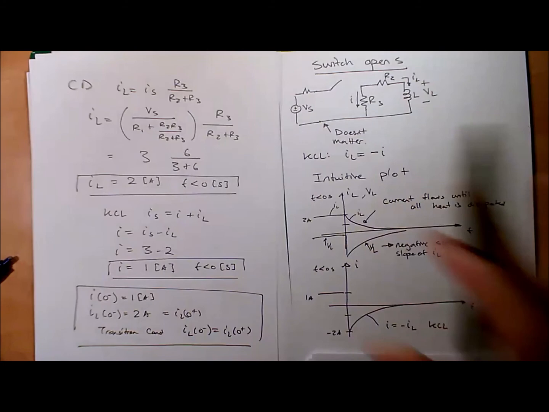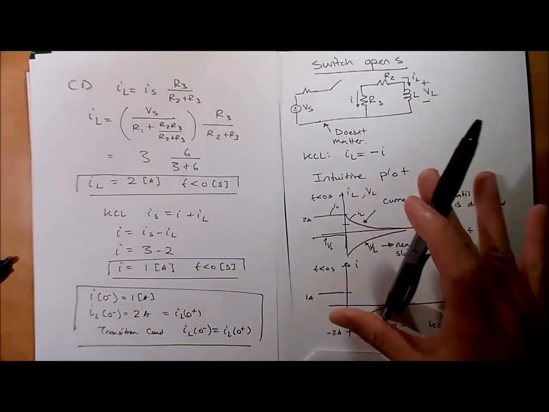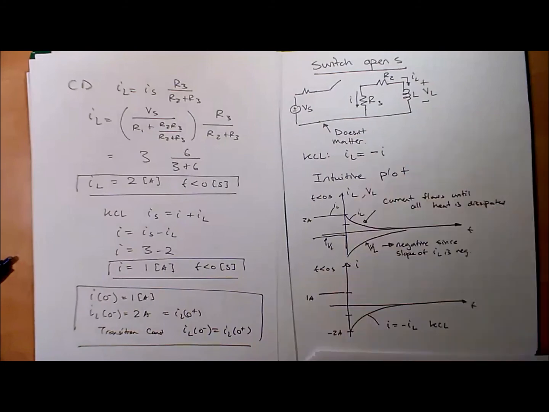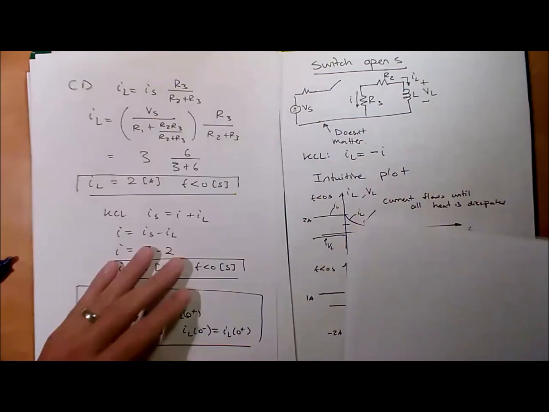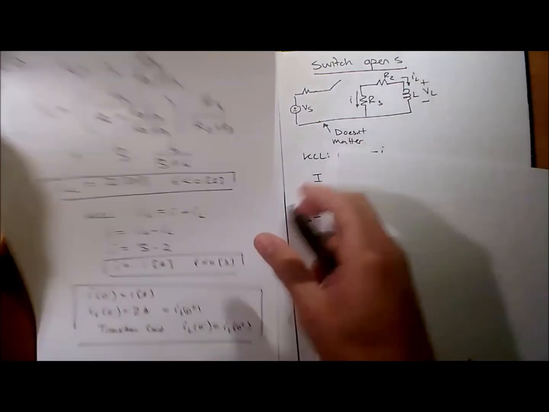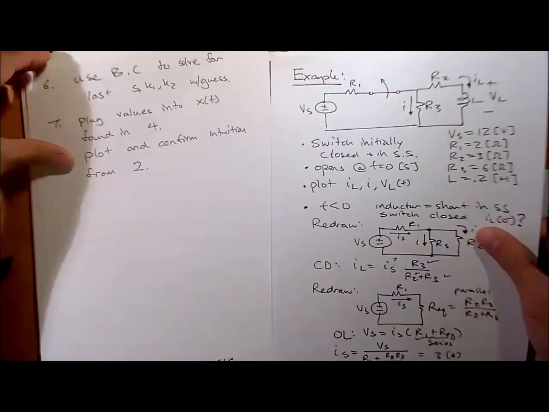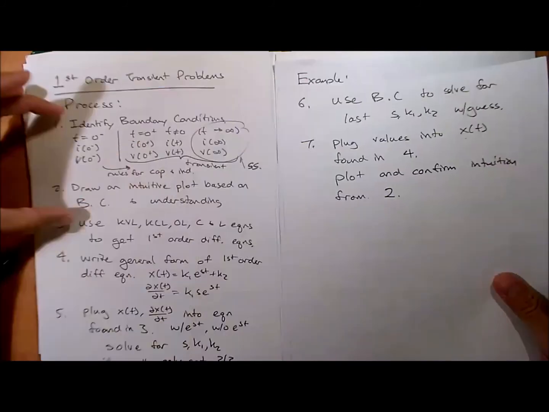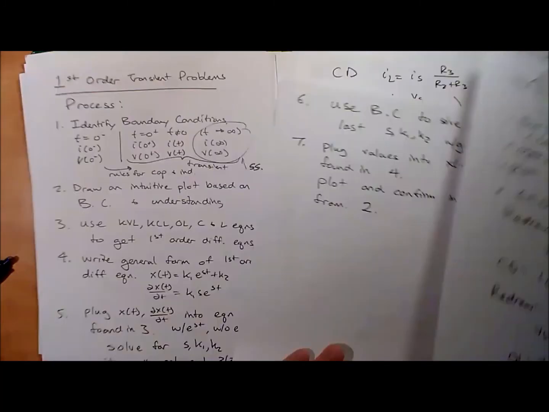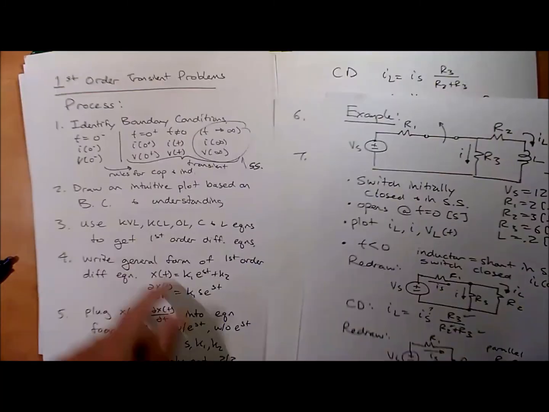So this is your intuitive plot following the second step of that process, right? We found our boundary conditions. All this analysis was to find the boundary conditions of step 1 in our process. So all we've done is step 1 and 2. Okay. All right. What's step 3? Now we apply our KVL, KCL, Ohm's law to find that first order differential equation.